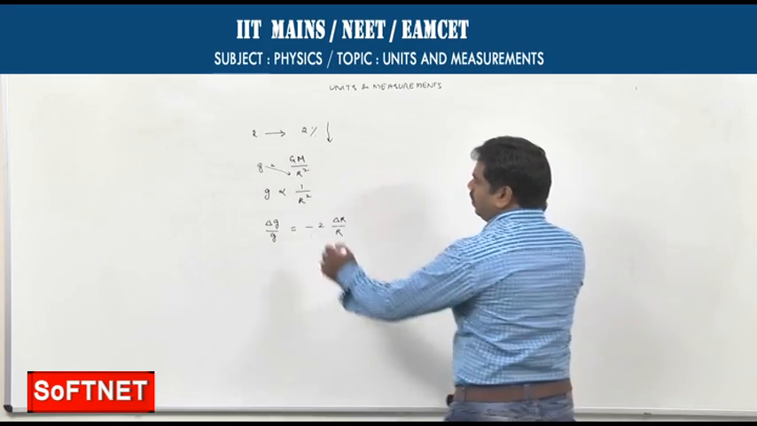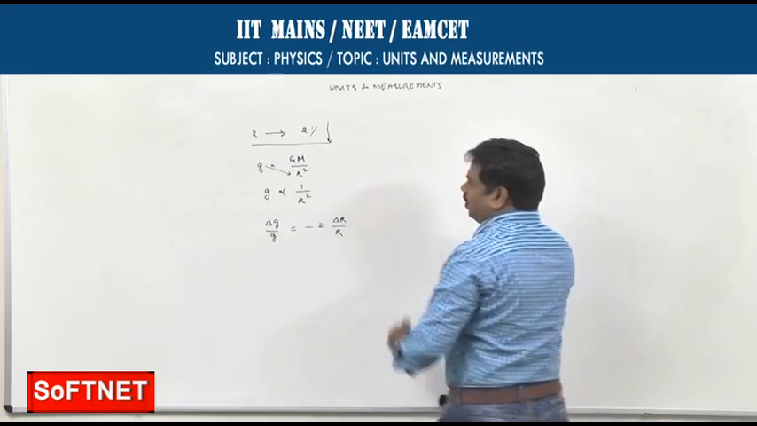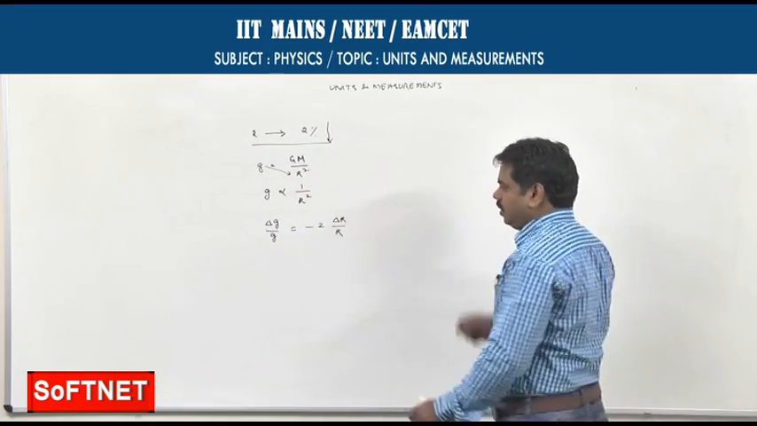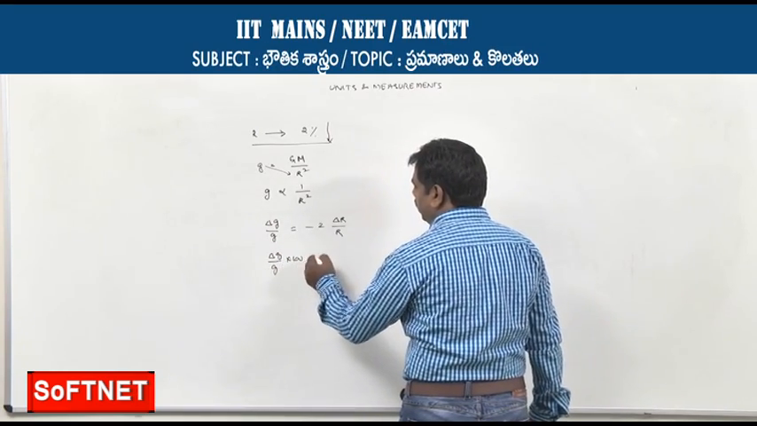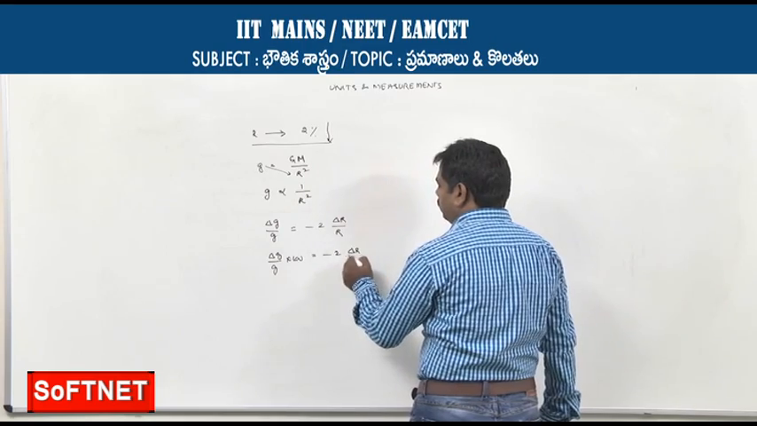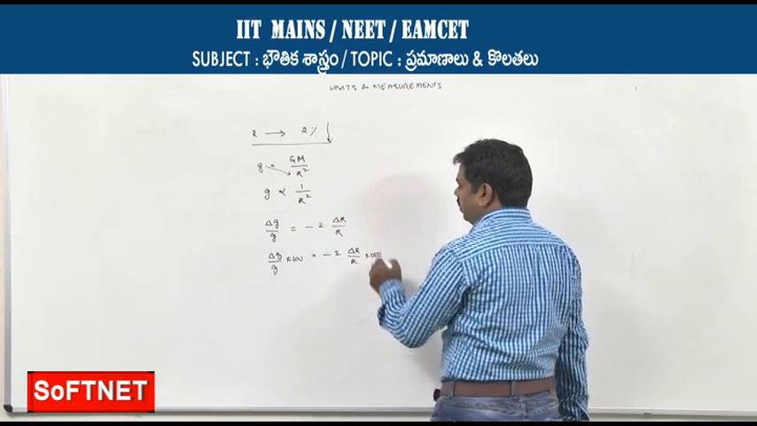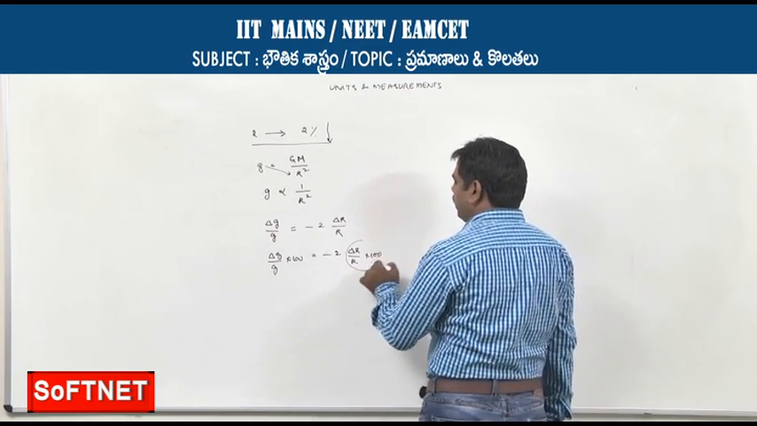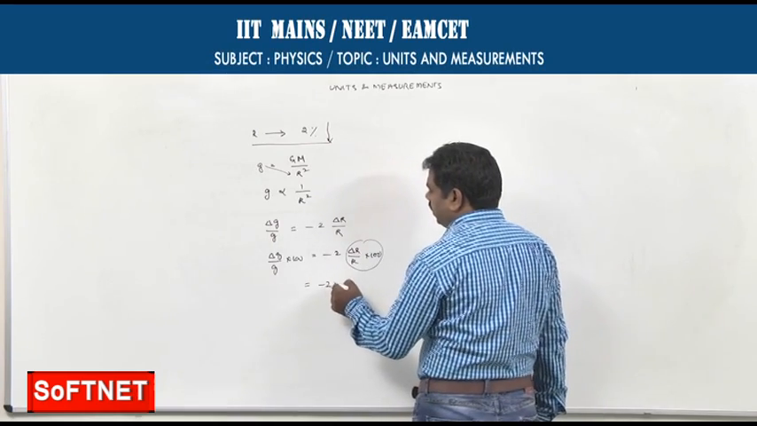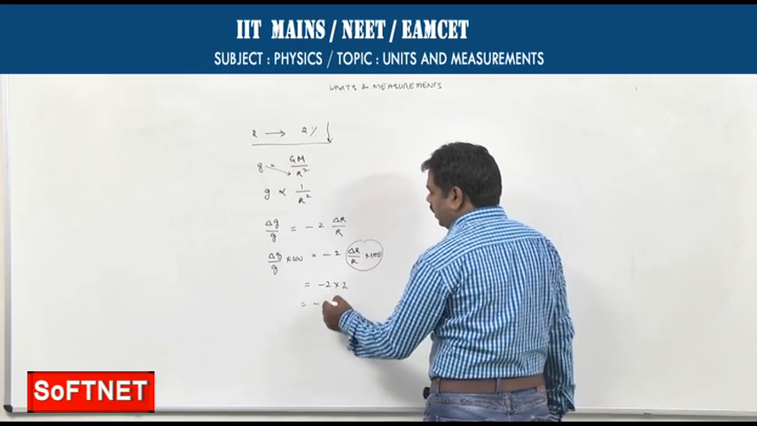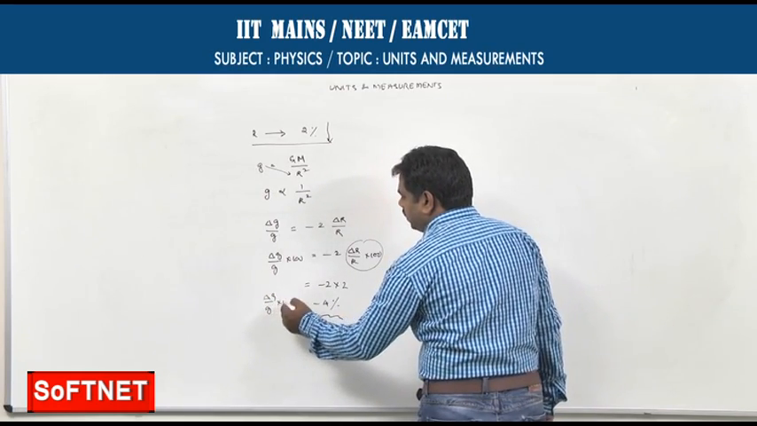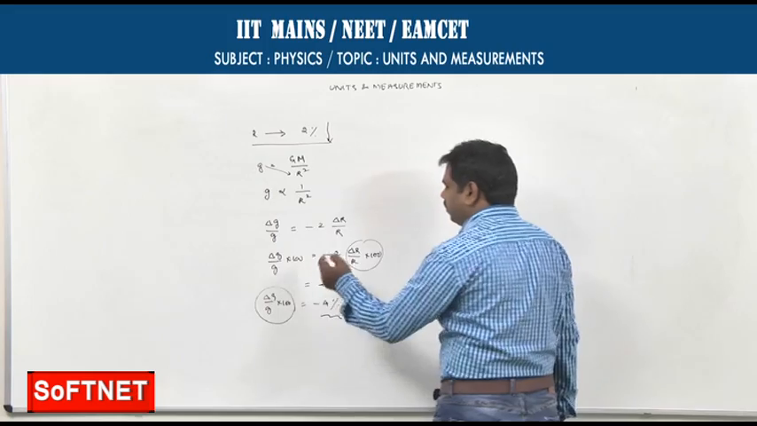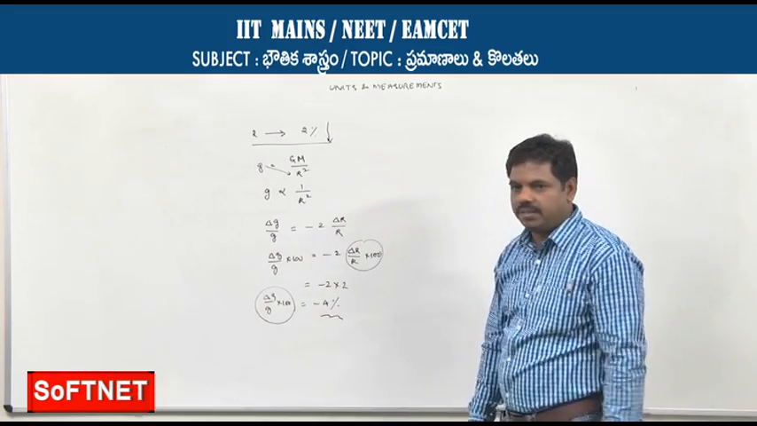Now it was already told that the radius is decreased by 2%. Then when you convert this into percentage error, that is minus 2 into delta R by R into 100. This is given already as 2%. So minus 2 into 2 is equal to minus 4%. This is the percentage change in the acceleration due to gravity on the surface of the earth.